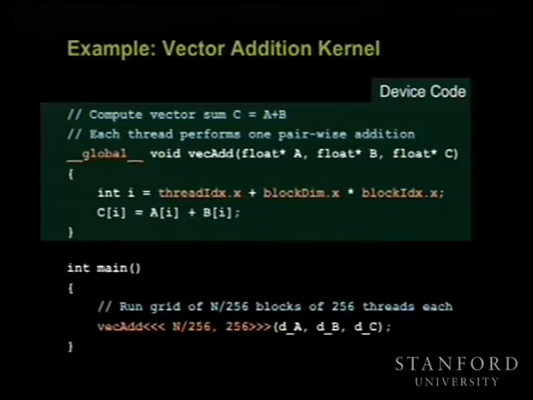When you write code like this and pass it to the CUDA compiler, NVCC, it will do exactly that. You will not be able to execute vecadd on the CPU, but you will be able to execute it on the GPU. So that's the first keyword.